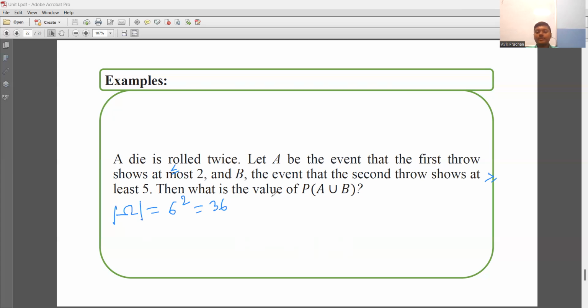Now the sigma algebra is going to be the set of all subsets of omega.